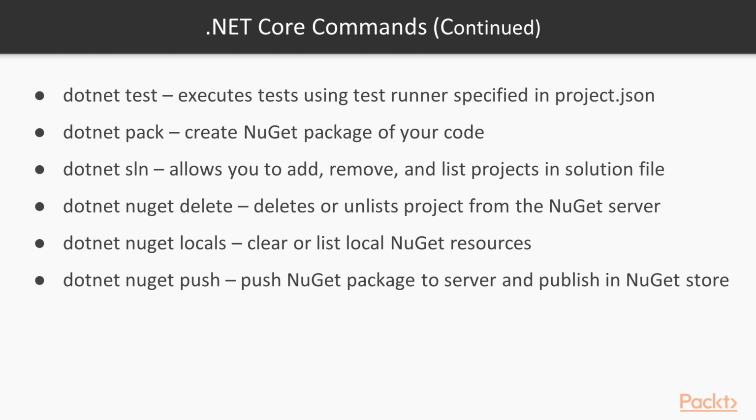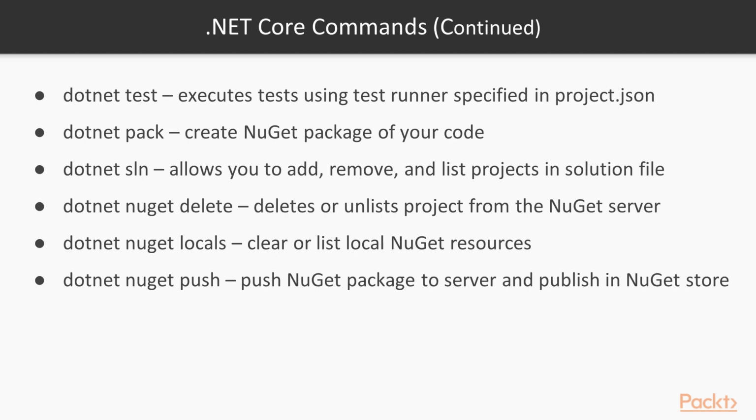CLI. When you specify the dotnet sln command, it allows you to add, remove, and list projects in a solution file. The dotnet nuget delete command deletes or unlists a package from the NuGet server. The dotnet nuget locals command is used to clear or list the local NuGet resources. Using the dotnet nuget push command, you can push a NuGet package to the server and publish it in the NuGet store. After that, we will be creating a .NET Core console app.